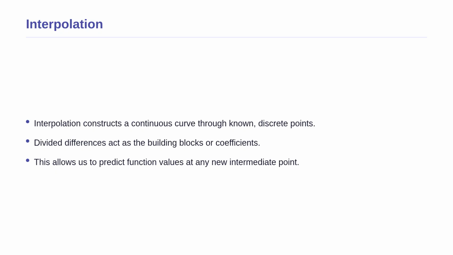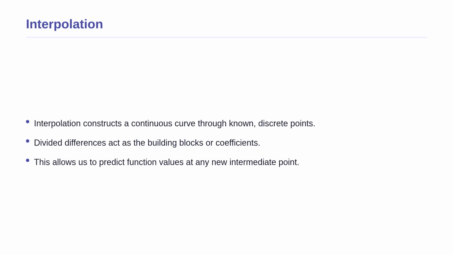This relationship to derivatives leads us to the entire reason we calculate these divided differences in the first place: interpolation. Interpolation means constructing a continuous curve that passes exactly through a set of known, discrete points. The divided differences act as the building blocks or coefficients for a specific polynomial that connects these dots. By calculating these differences, we can build a mathematical bridge between scattered data points and predict the value of the function at any new point between our known data.